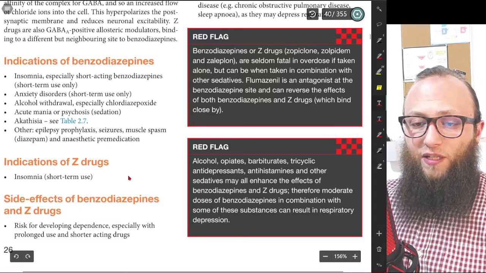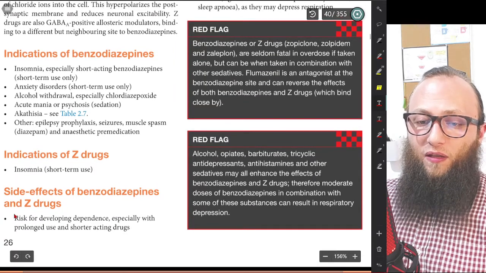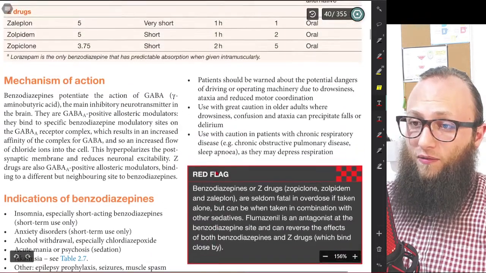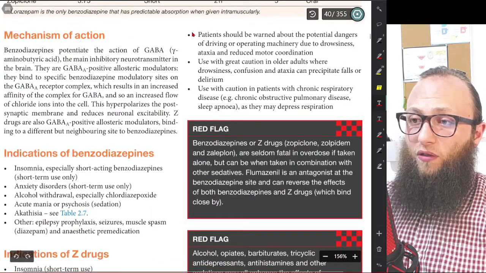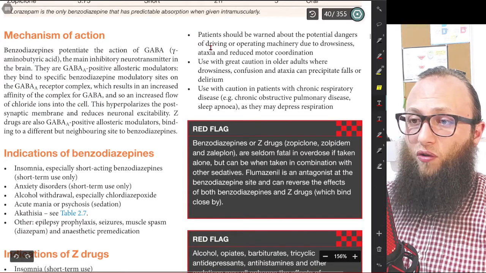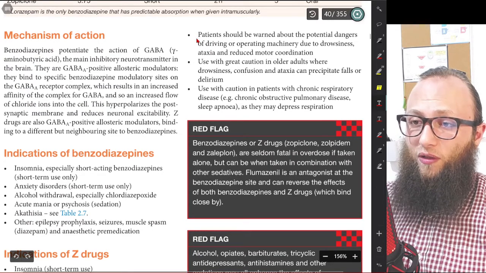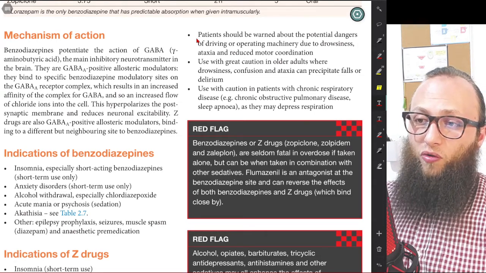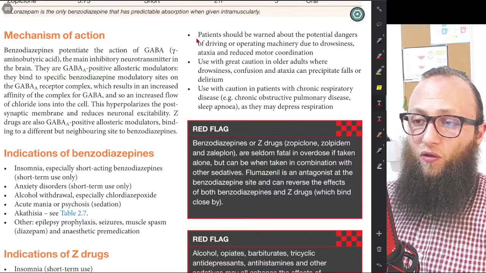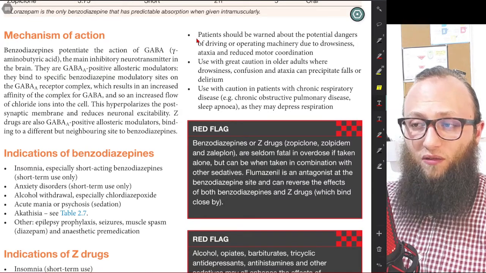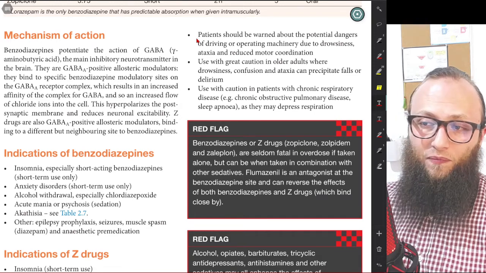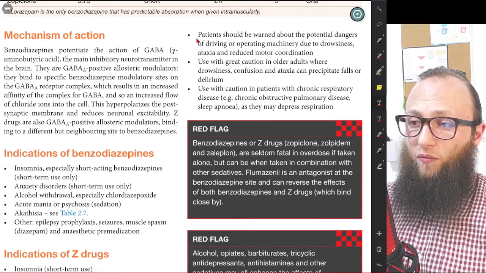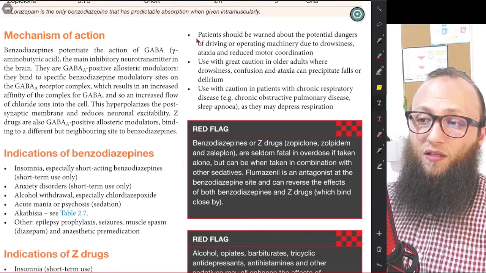Side effects of benzodiazepines and Z drugs. First thing, the risk of developing dependence, especially with prolonged use and shorter-acting drugs. Patients should be warned about the potential dangers of driving or operating machinery due to drowsiness, ataxia, and reduced motor coordination. Use with great caution in older adults, where drowsiness, confusion, and ataxia can precipitate falls or delirium. Use with caution in patients with chronic respiratory disease, like chronic obstructive pulmonary disease, sleep apnea, as they may suppress respiration.